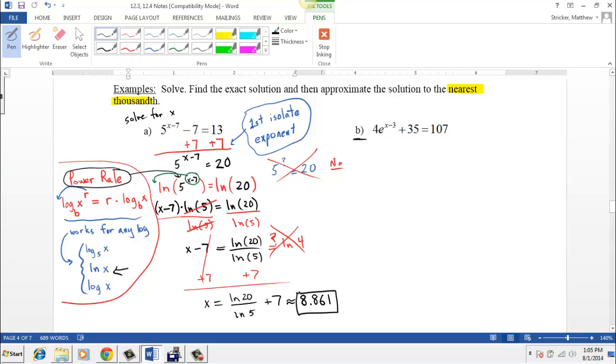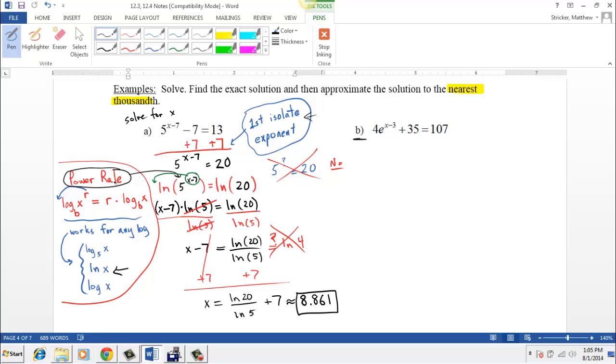Okay, so let's look back real quick at what we did. Remember, we first isolate the exponent, and once we do that, then we can take the ln of both sides and use the power rule. And from there, it's just simple algebra. Let's see how this plays out with another example.